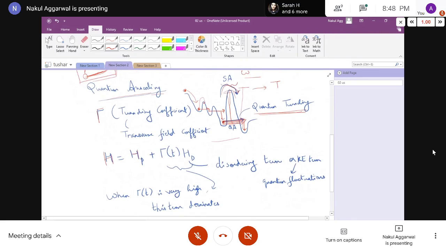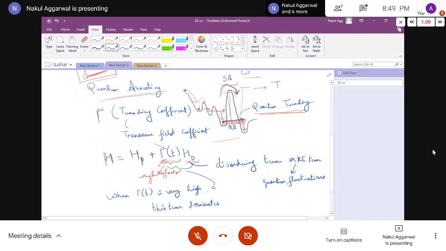So you have your problem Hamiltonian. To add to it, there is a weighting factor, or a tunneling coefficient, times this HD. HD is called the disordering Hamiltonian or the kinetic energy term, which basically introduces quantum fluctuations. So bear with me on this. I mentioned that in simulated annealing, we start with a high value of temperature. We also start with a high value of tunneling coefficient.